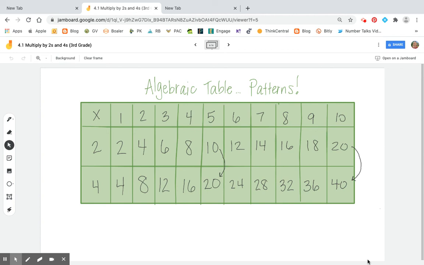All right, and then if you are still thinking about this and you're kind of using your fingers or your drawings or whatever, that's okay. But what I want you to really focus on is, how do numbers connect to each other? How can we use things we already know to help us figure out the things that we don't know yet?